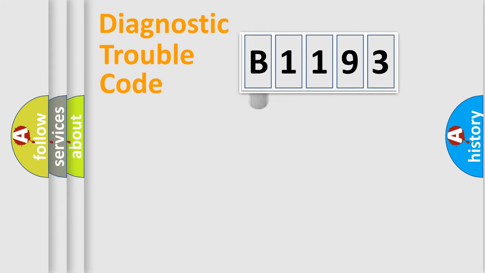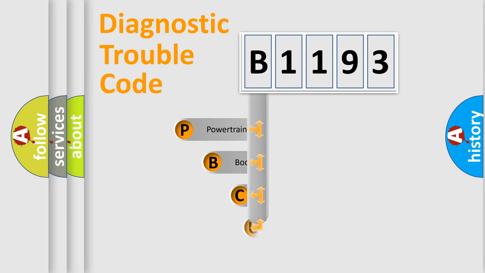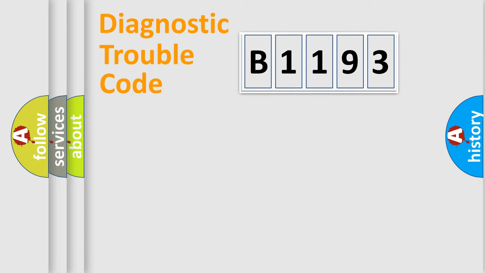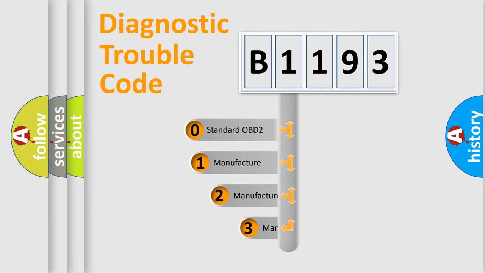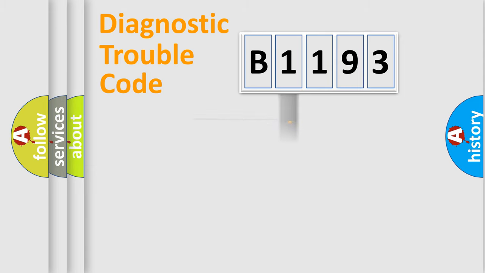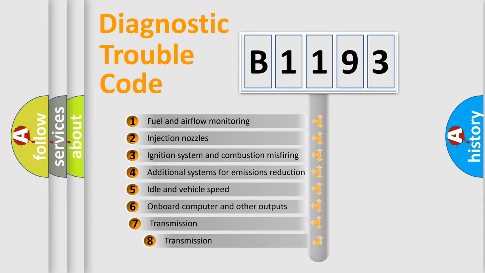Let's do this. First, let's look at the history of diagnostic fault code composition according to the OBDII protocol, which is unified for all automakers since 2000. We divide the electric system of the automobile into four basic units: powertrain, body, chassis, network. This distribution is defined in the first character of the code. If the second character is zero, it is a standardized error. In the case of numbers 1, 2, 3, it is a manufacturer-specific error.